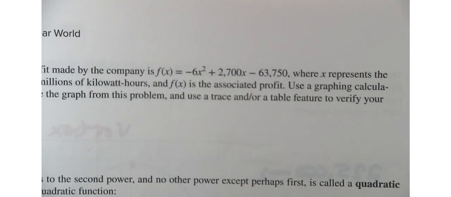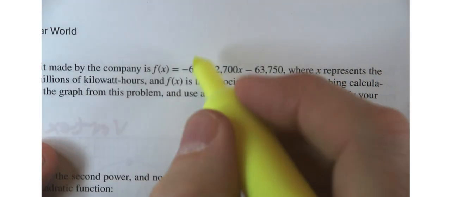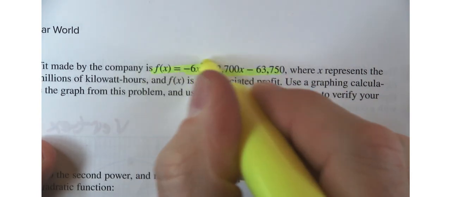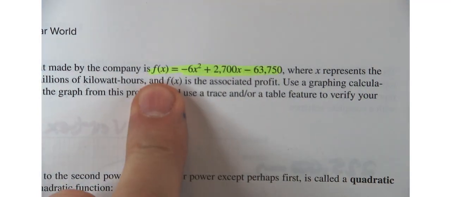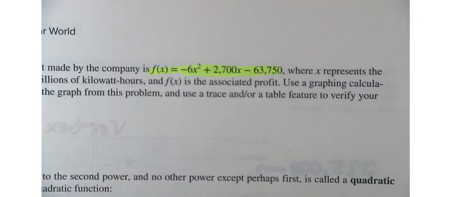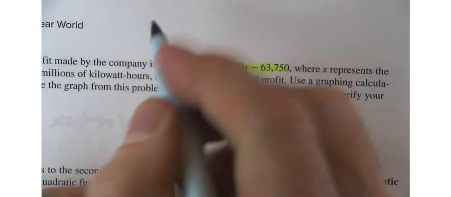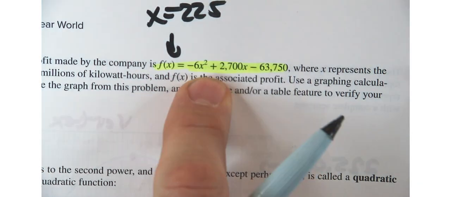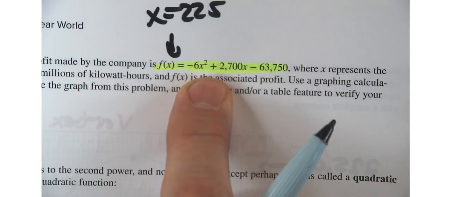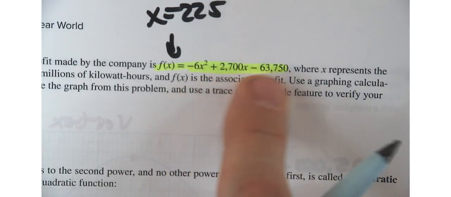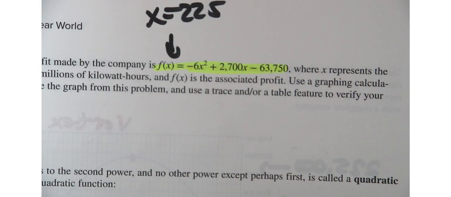Let's see, that equation is right here. And there's a couple ways we can get that equation. It kind of depends on what you're comfortable with and what you want to do. But what we need to do is put in 225 into this x. So x equals 225. That's going to give you -6 times 225 squared minus 27 times 225 minus 63,750. This might make a few of you a little uncomfortable, but let's work through it a couple different ways.